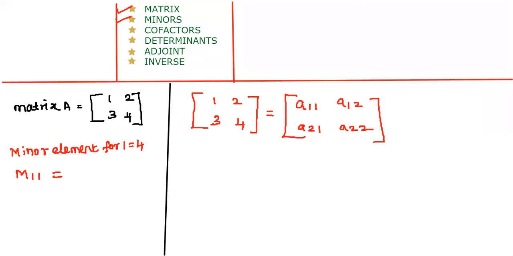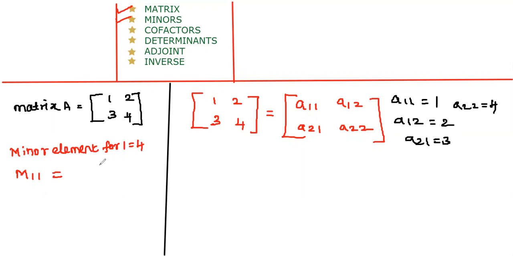So first you have to name its row and then the column. A21 means the element present in the second row and first column. A22 means the element present in the second row, second column. So A11 will be 1, A12 will be 2, A21 will be 3, A22 will be 4. So this is how I'll address this matrix.